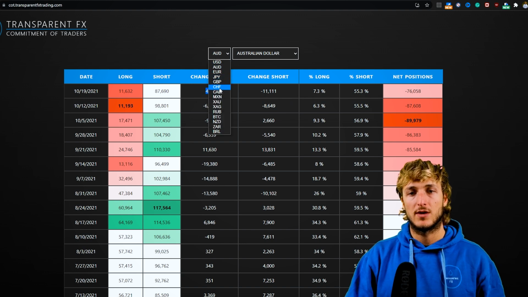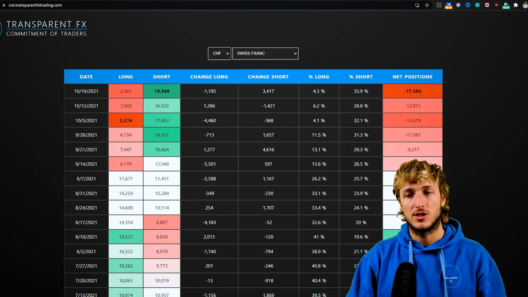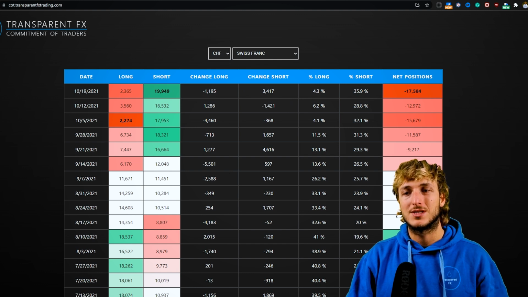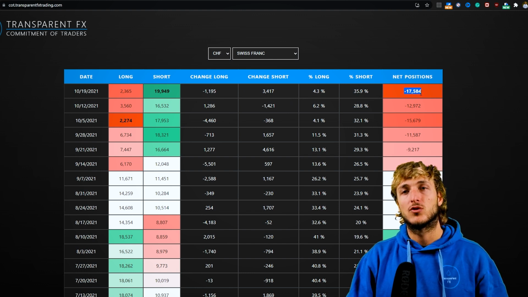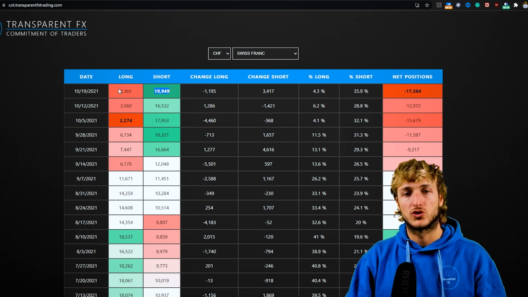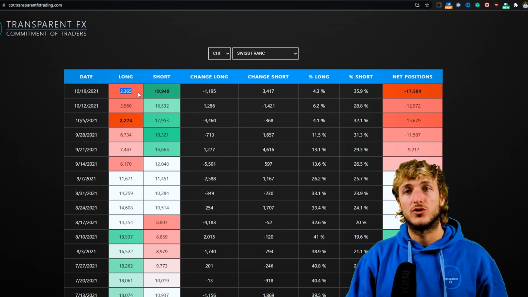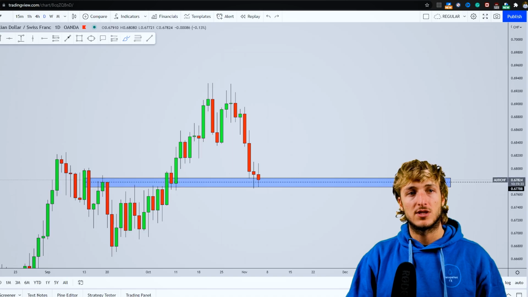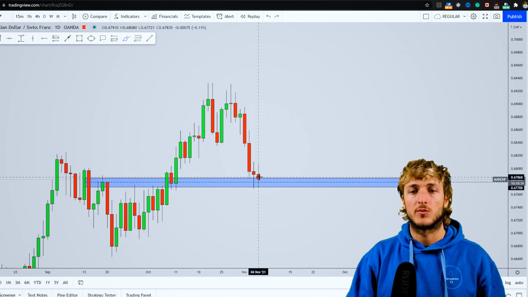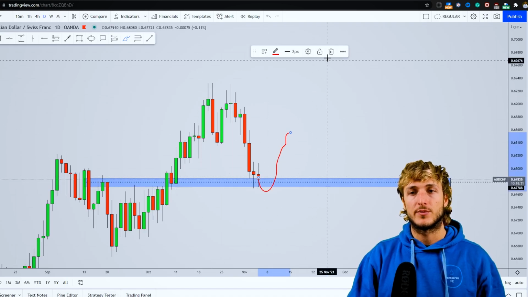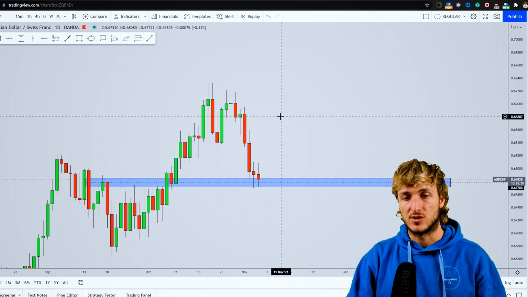And if we go and see what we have on the CHF, we can see a very weak CHF going from 9.6k net positions down to minus 17.5k net positions. So from a positive net positioning where we had more longs than shorts to a negative net positioning where we currently have way more shorts than longs with 19.9k shorts and only 2.3k longs. So the CHF is getting weak. AUD, we have short-term strength. So a rejection to the upside seems definitely a possibility.